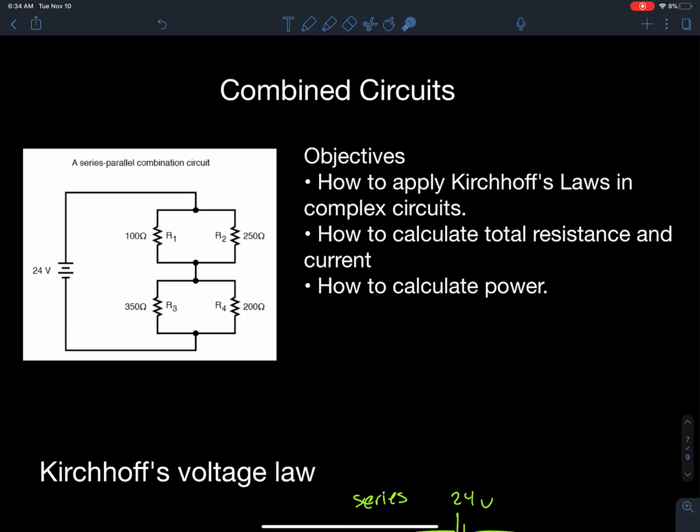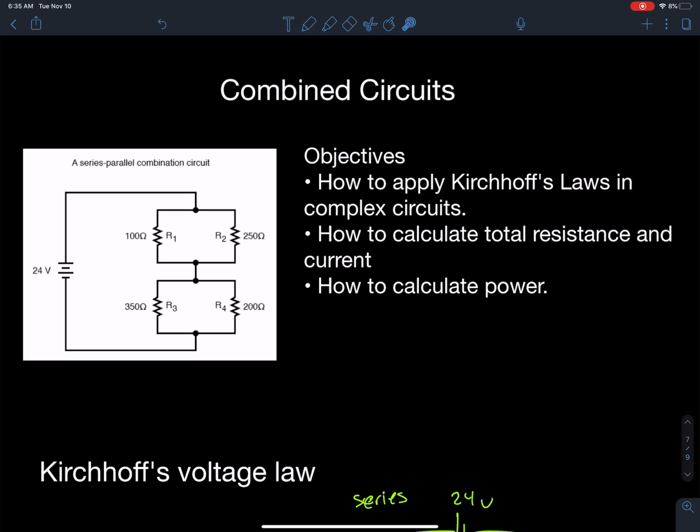how we can calculate the total resistance and the total current, how we can calculate voltage drops across each of those resistors, and in the end, we're going to look at how we can calculate the power in each of these components. So in this circuit, we have a 24-volt battery. We have this parallel branch where you've got a 100 ohm resistor and a 250 ohm resistor. We have a 350 ohm resistor and a 200 ohm resistor.